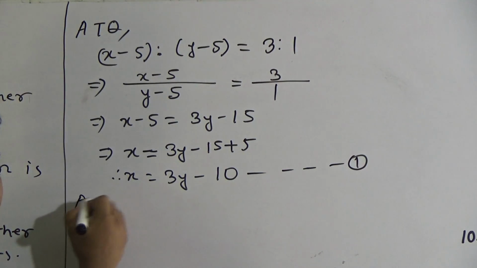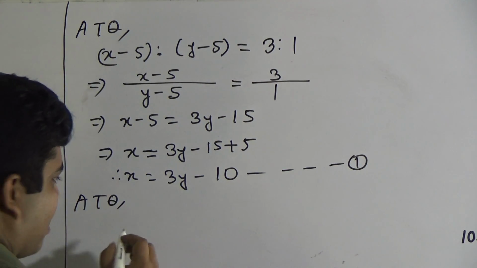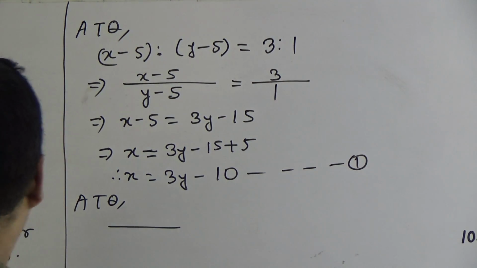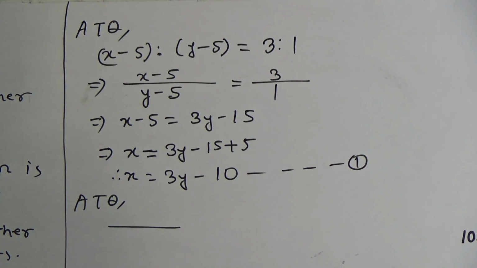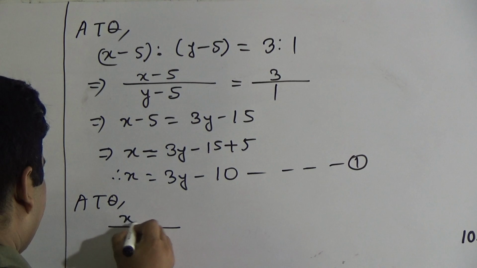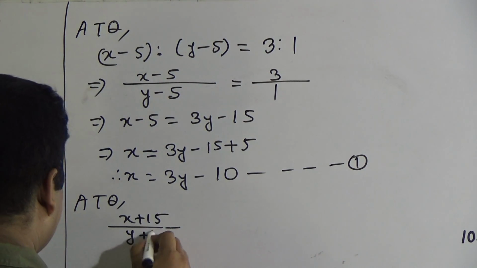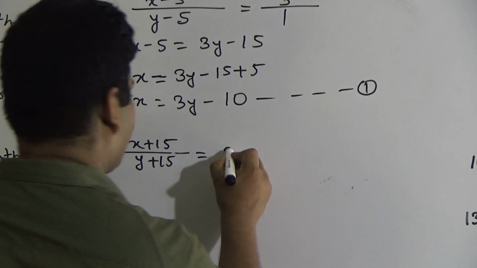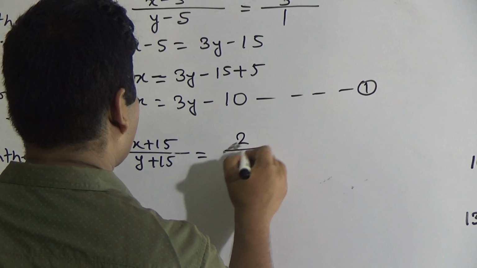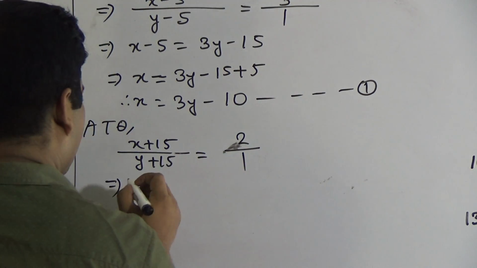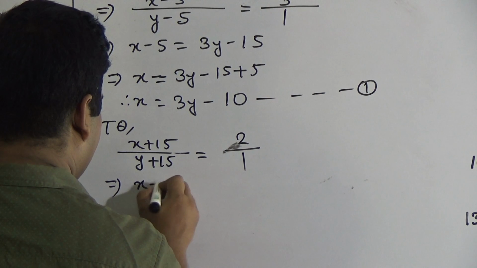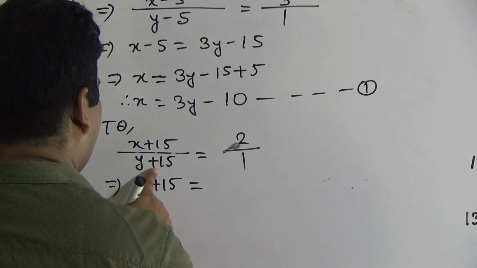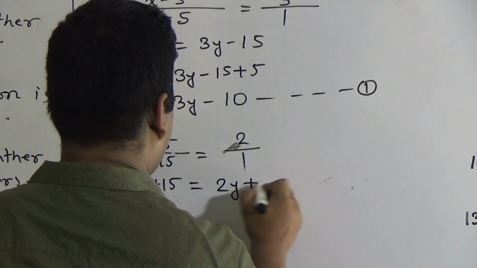Now according to the second condition, which is after 15 years, what will be the age of father? x plus 15, and age of son? y plus 15. So x plus 15 and y plus 15. Okay, and the ratio is given, which is 2:1. 2:1 means division, that means 2 by 1. Okay, now we do cross multiplication method. That means we multiply x plus 15 by 1 and we get x plus 15. We multiply y plus 15 by 2 and we get 2y plus 30.